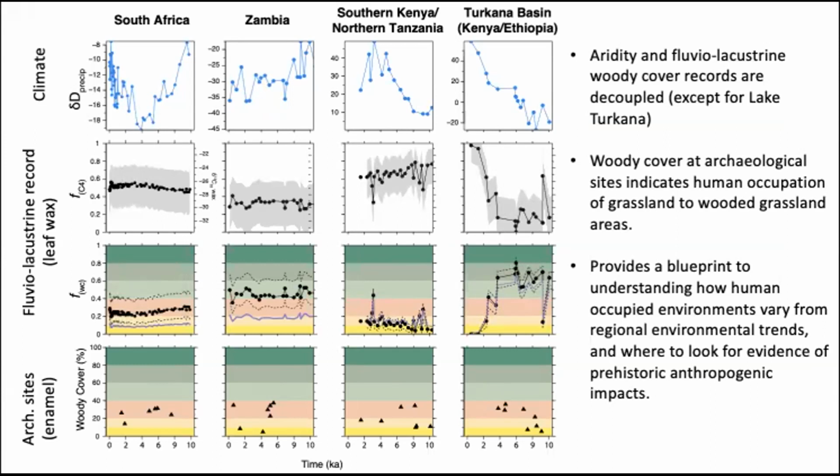And it's difficult to tease apart what is a human impact on this environment versus what is occupation of a particular kind of environment. But this is letting us open up another level of archive where we might be able to explore with other proxies how much of this might be attributed to human activity through fire or burning or pastoralism or other sorts of metrics. So what this method allows us to do is to provide a blueprint for understanding how these human occupied environments vary from these regional trends, and where we might be able to start looking for more evidence of anthropogenic impacts.